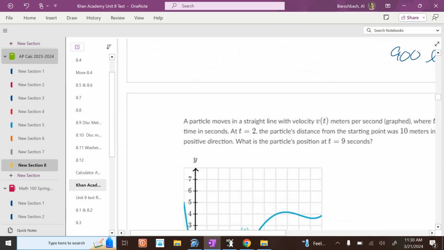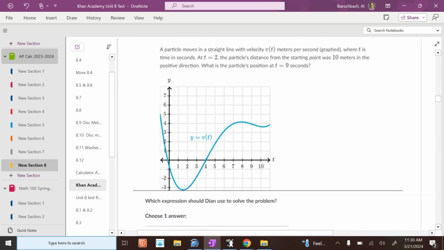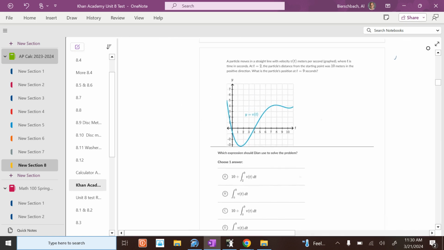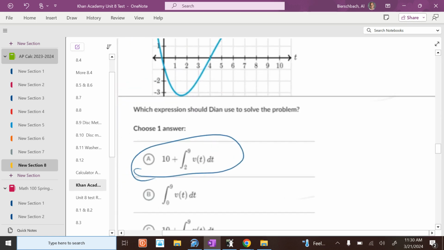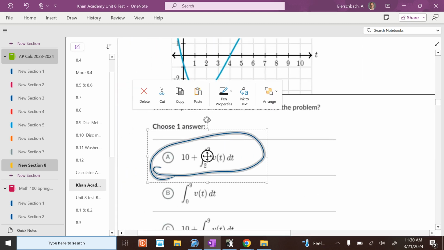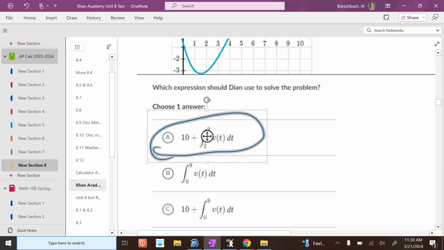All right. That one was a little ugly, but we made it through it. A particle moves in a straight line with velocity of t, where t is time in seconds. At t equals 2, the particle's distance was 10 meters from the positive direction. So at 2, it's 10 away, and then you go from 2 to 9, the integral of the velocity. So you really don't need the graph there. It's just the wording of it is all you need.